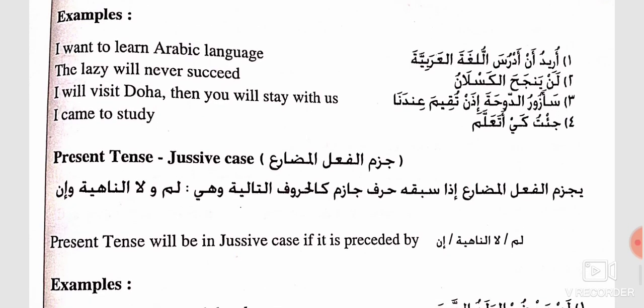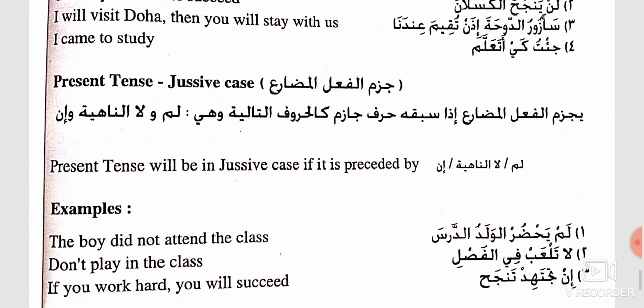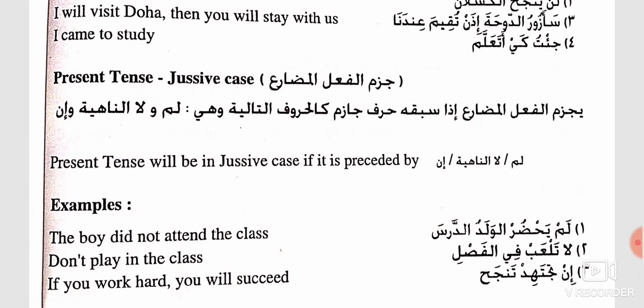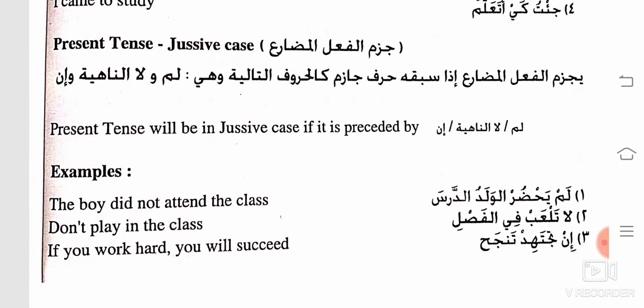Then we learned how to give jazm for fi'l mudari. There are three letters, that is lam, la an-nahiya, and in. So thank you guys. Here we are going to put an end for fi'l al-mudari. These are the things we have to learn about fi'l al-mudari.